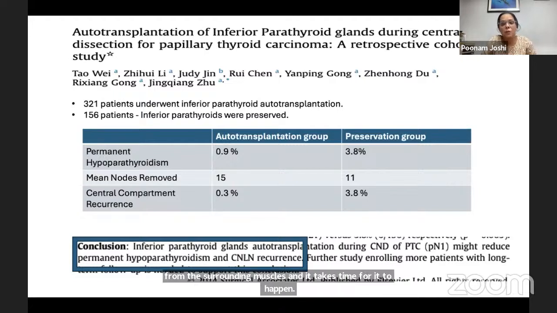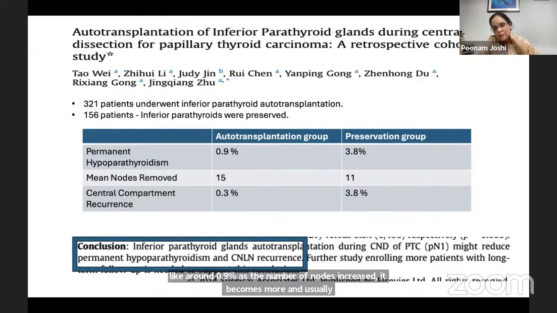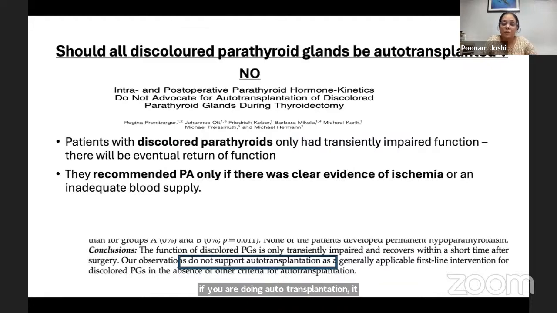Usually autotransplantation of the parathyroid glands during central neck dissection, again, this is another study, and it shows that the risk of this is around 0.9%. As the number of nodes increases, it becomes more, and if you are doing autotransplantation, it may reduce the chance of permanent hypoparathyroidism.